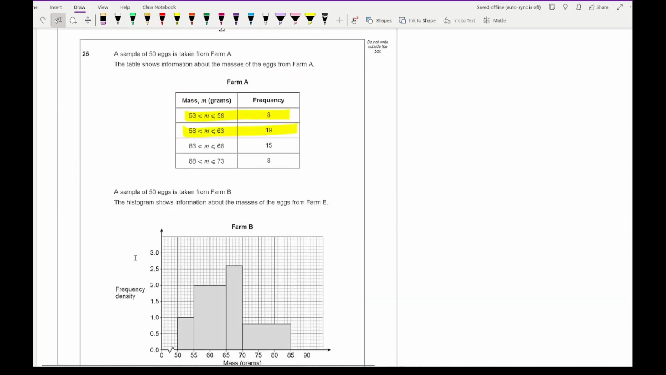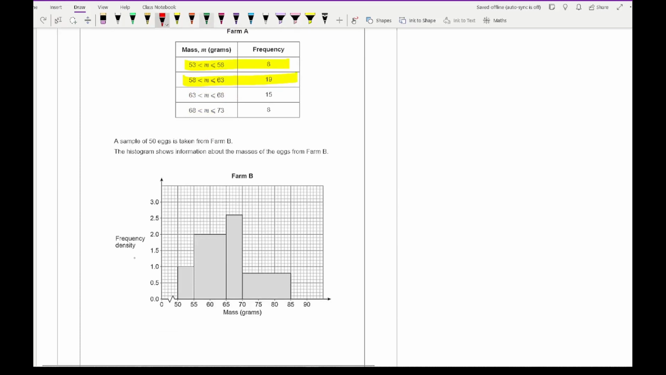So now what we need to do is work out what this range is. Now 53 on the histogram is here, and 63 is here. Now to work out the number of eggs that fall within that, I need to work out the area of these 2 rectangles that I am now highlighting.